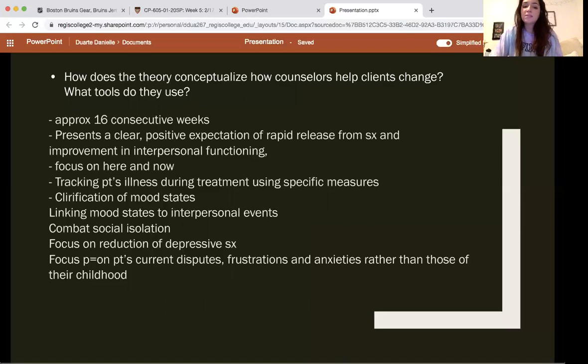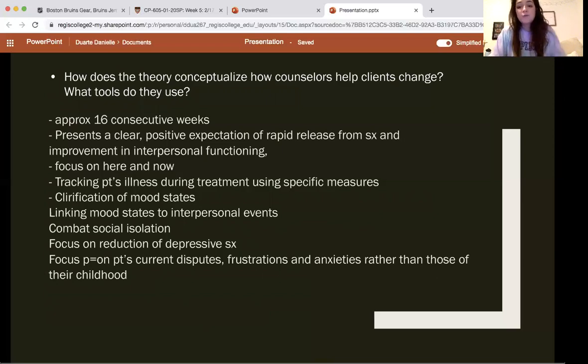It normally presents a clear and positive expectation of rapid release from symptoms and improvement in interpersonal functioning. So it's expected that in those 16 weeks, you'll be able to kind of talk out your feelings and release those feelings and kind of alleviate those symptoms of depression and improve that interpersonal functioning in yourself.